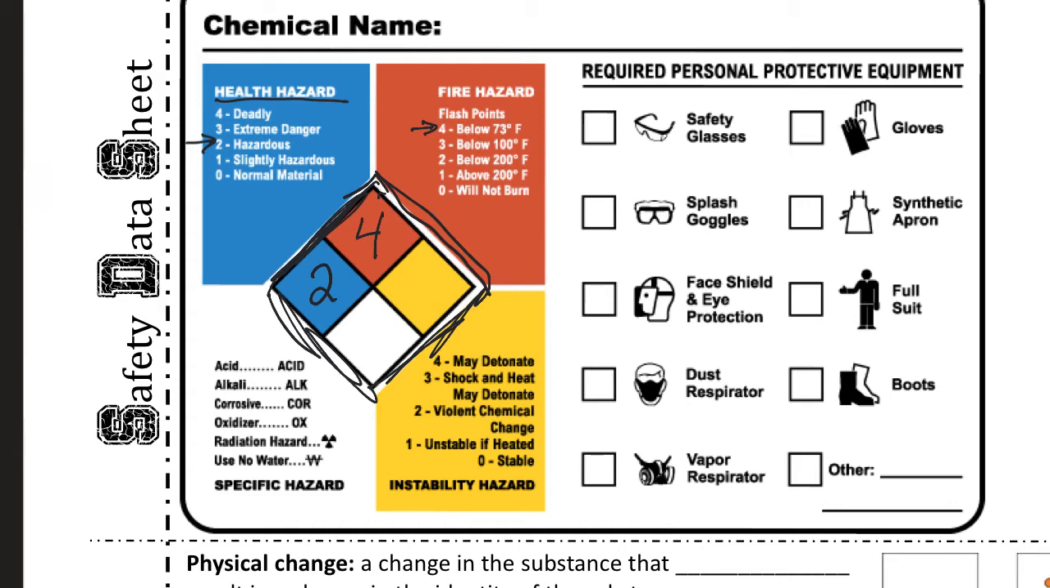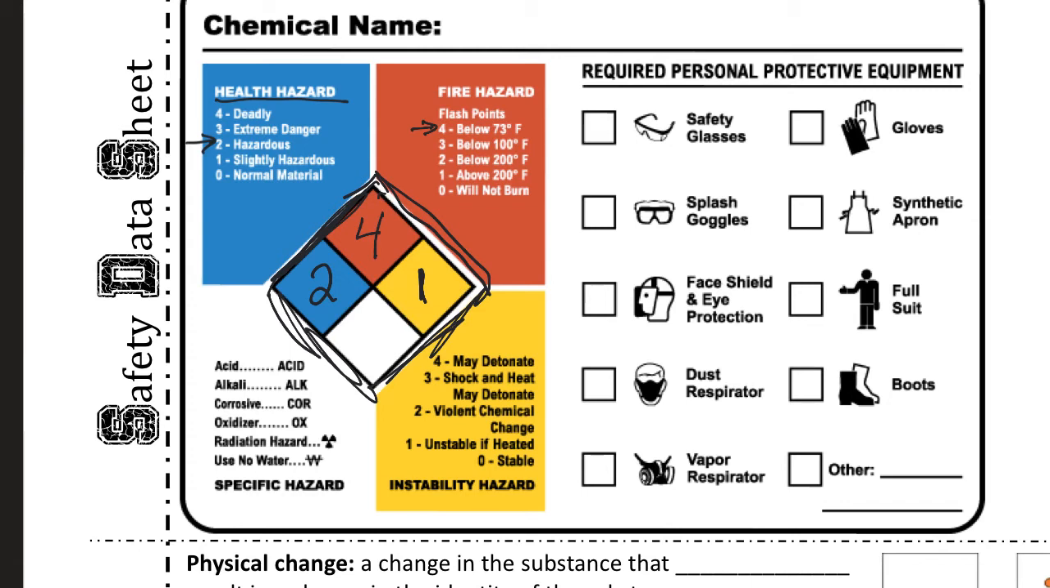The yellow diamond is instability. How likely is this substance to explode? Well, if you see a 1, that means if you heat it up, it will become unstable. 0 would mean it's stable.